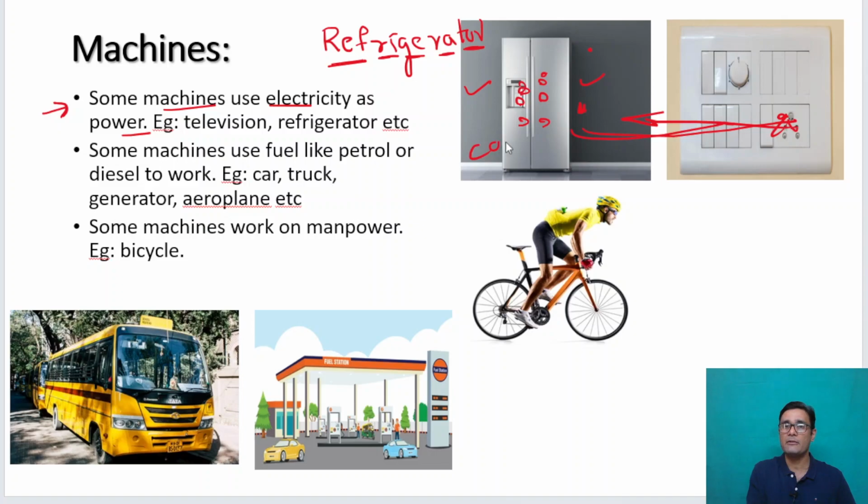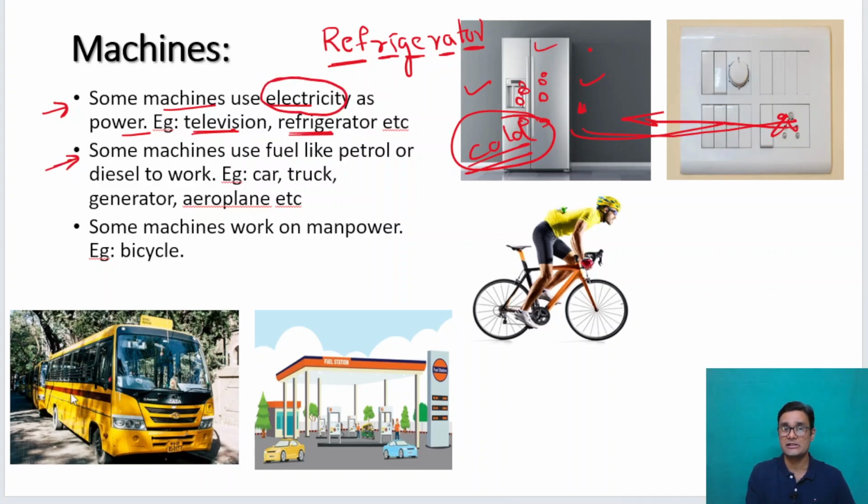It will keep our food items cold. If you keep something outside for some time, maybe 2-3 days, they will get shrunken, they will become dirty, and fungus will grow on that. That will not happen if you keep it in the fridge. Okay, a TV is also a machine, a fridge is also a machine, and they require electricity to run.